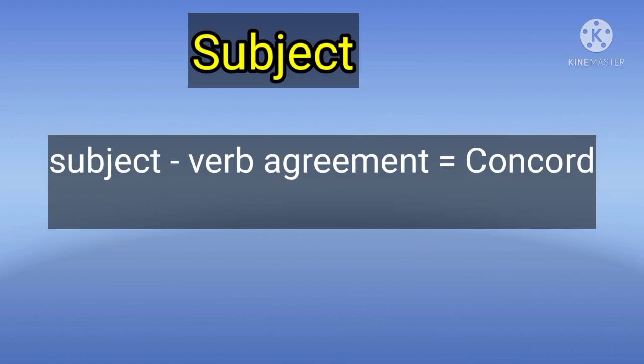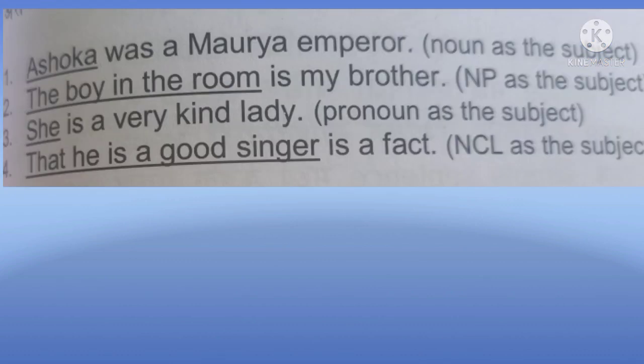Subject of a sentence agrees with the verb of the sentence. The agreement between the subject and the verb is called subject-verb concord in grammar. As a rule, the verb of a sentence needs to agree in person and number with the subject. If the subject is singular, the verb should be singular, and if the subject is plural, the verb should be plural. Look at these sentences.